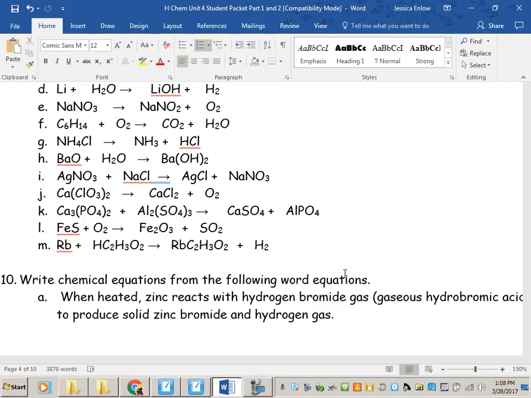Okay, then rubidium plus, what is HC2H3O2? What is that guy? That's acetate, C2H3O2, but it's acetic acid. So that is an acid because it's got H in the front. So rubidium's replacing what? The H, they switch places. Okay, just a single replacement. Yep, so that's single replacement. So the rubidium gets with acetate and hydrogen gas becomes diatomic.